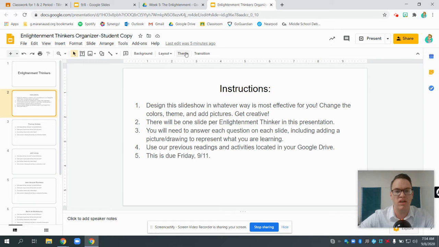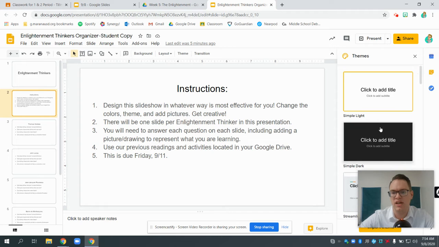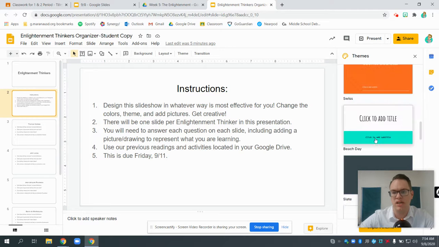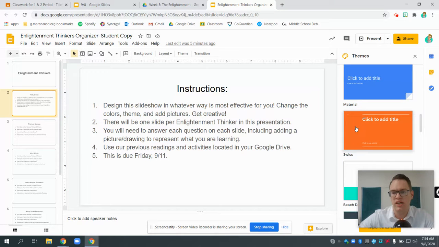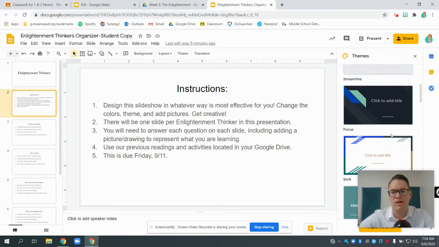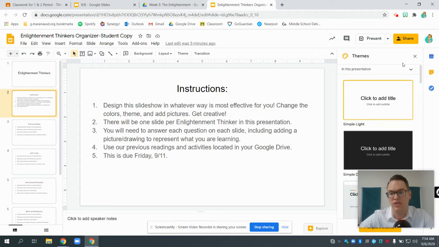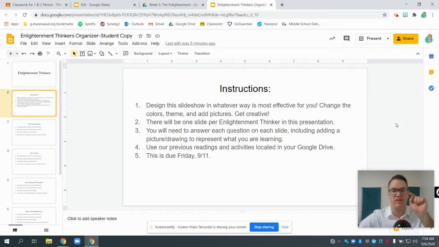And you can click theme here. It'll pop up on the right-hand side. There are lots of cool different themes. I'm not going to pick one. I love orange. I love this theme right here. But that's just me. You might be like, I hate orange, and that's totally fine. Whatever is most effective for you is going to help you navigate the material is what you're going to do.